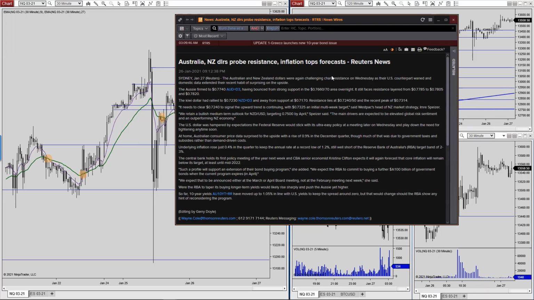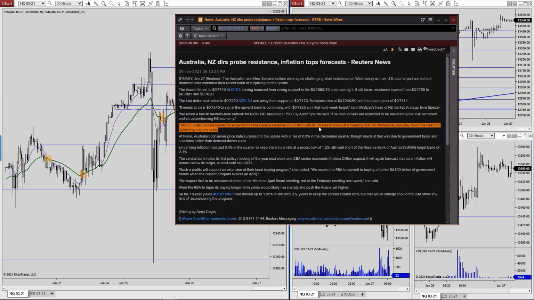Spitzer says the main drivers expected to be the elevated global risk sentiment and outperforming Kiwi economy. The U.S. dollar was hampered by expectations the Federal Reserve would stick with its ultra easing policy at a meeting later on Wednesday and play down the need for tightening anytime soon. And that's what I expect. This would be a huge surprise if we saw any. Forget tightening. They're just not going to say that now.